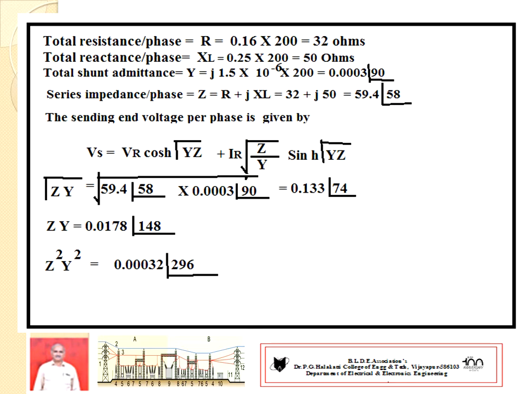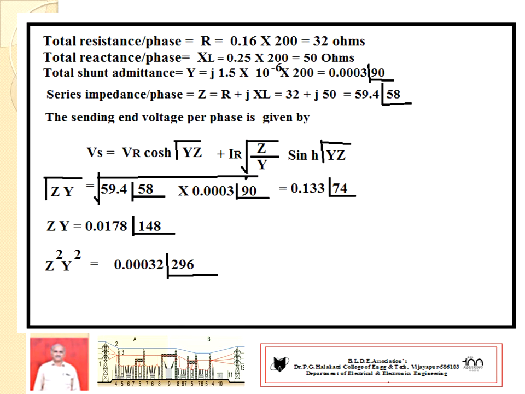We know that by using the rigorous method, the sending end voltage per phase is given by Vs equal to Vr cosh under square root of YZ plus Ir under square root of Z by Y sinh under square root of YZ. So the Vs and Is equations you are knowing, you remember. So how to use this cosh series and sinh series? That's why you go through one problem, please.